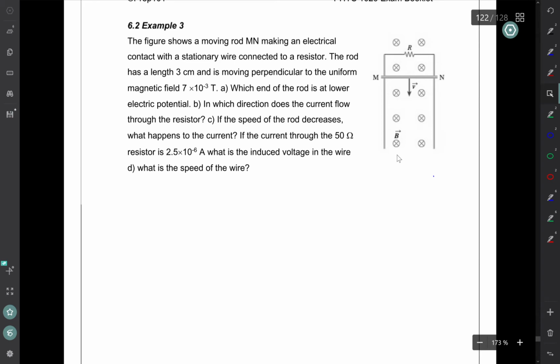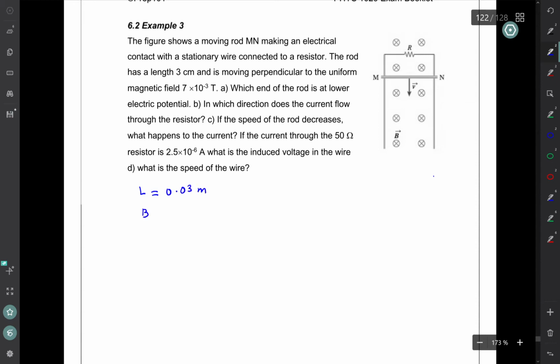So we have a stationary wire. Let me explain the example. We have a stationary wire, which is basically represented like this. And you have a rod, a moving rod, MN, and that rod is moving down. You're given the length of the rod, 3 centimeters. Converting it to meters would give me 0.03.